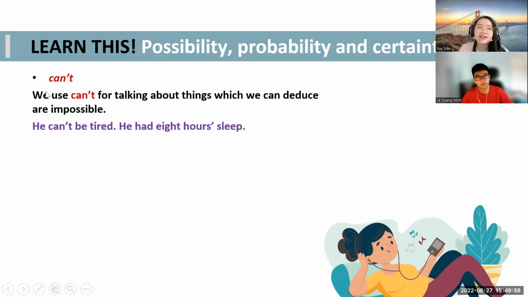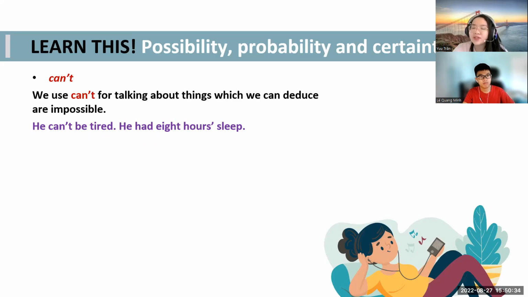Can't. We use can't for talking about things we can deduce are impossible. Okay, so sometimes you will come across situations like it. He can't be tired. Vậy thì chỗ này nó có nói về cái khả năng của con người không? Không, đúng không? Nó nói về một chuyện mà không thể nào xảy ra ngay lúc này được. Đó, vậy thì chúng ta bắt gặp trường hợp can't mà được dùng để nói lên một điều nào đó không thể xảy ra. That is impossible. Được chưa nào?